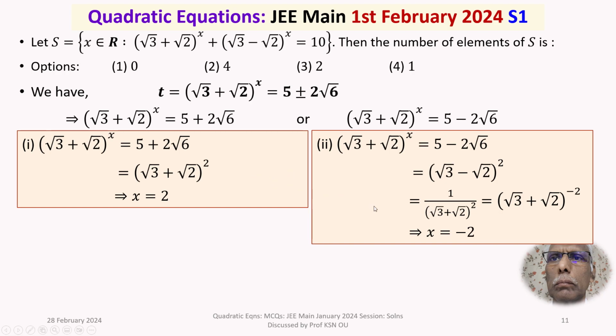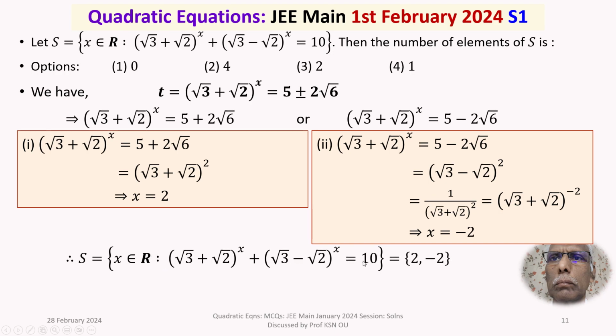So, you got two values for x. Let us get into S. S is the set of all those x belongs to R which satisfies this equation. The values are only 2, therefore 2 comma minus 2. So, how many elements are there in this set? Only 2 elements. So, n of S, the number of elements present in S, is 2.